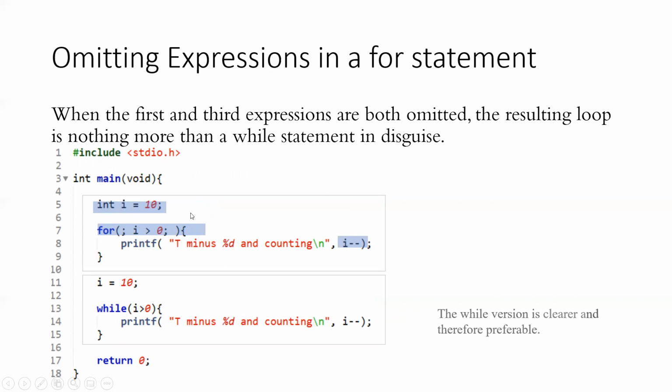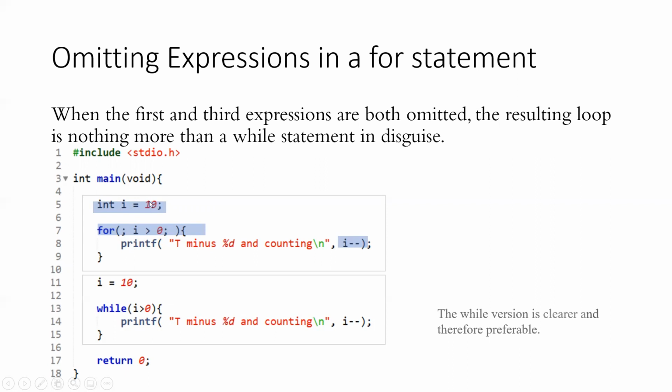Okay, and we can also omit the first and third expressions. When the first and third expressions are both omitted, the resulting loop is nothing more than a while statement. As you can see, the first statement, which is the initialization, is blank, and we put it on a separate line, before the for loop body. And we also have the third expression, which is omitted. Instead, we put it inside the loop body. So it's very similar to your while.